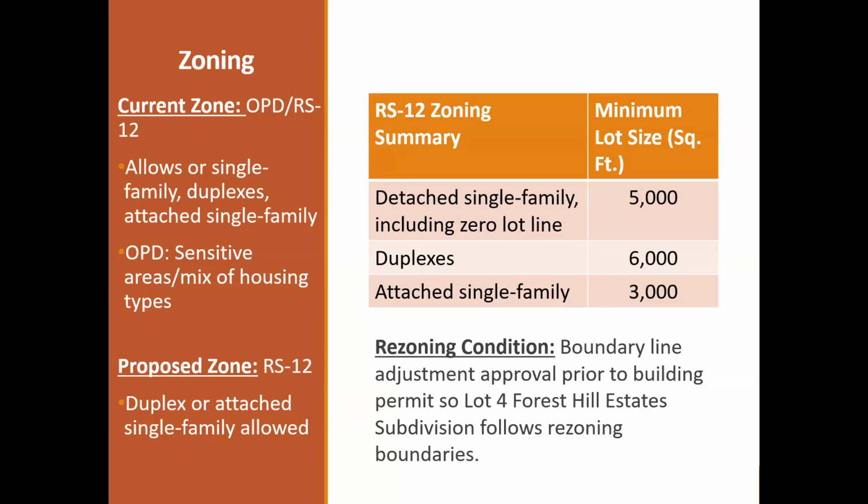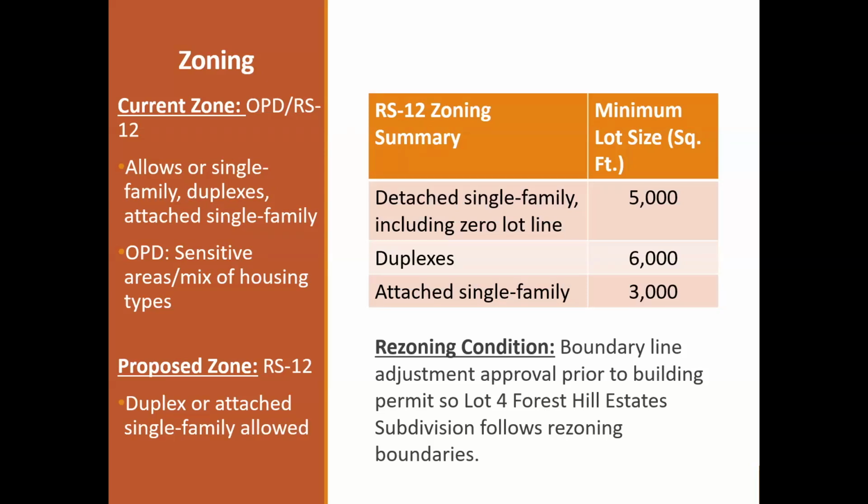Then to talk about zoning, the current zone is OPD RS12. The RS12 zone allows for a higher density than other single-family zones, and an OPD was required because of the sensitive areas and the mix of housing types proposed. The proposed zone would be RS12. This zone allows flexibility to household types and non-residential uses. The RS12 zone also allows development at a higher density compared to other single-family zones.